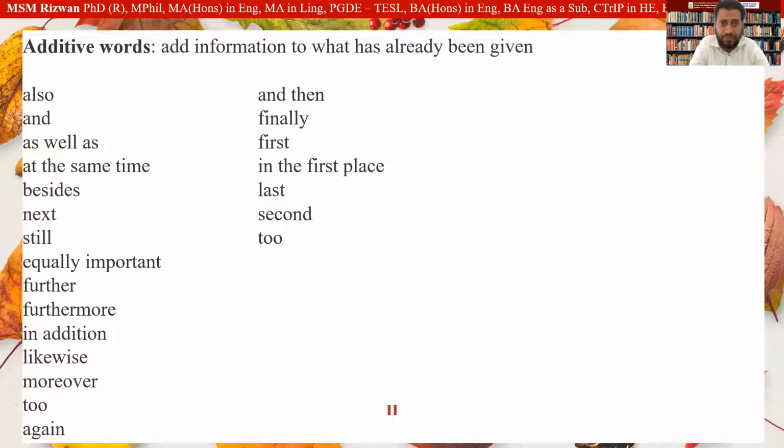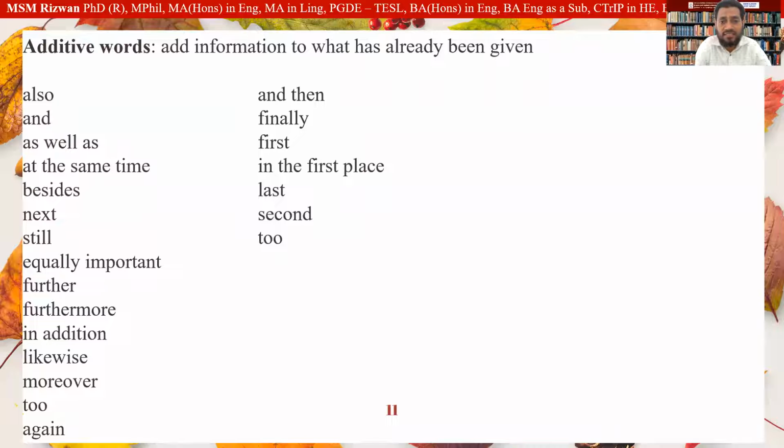Right. As I said to you all, the logical connectors, right? We call the given words as well as phrases additive words. We use them to add more information within the text, to what has already been given. We can use the additive words given here.